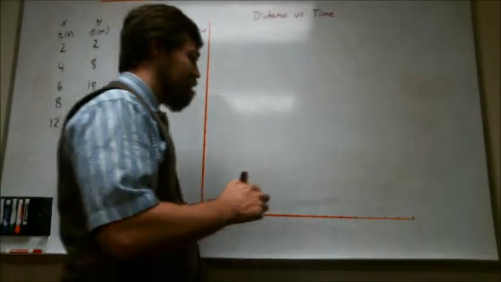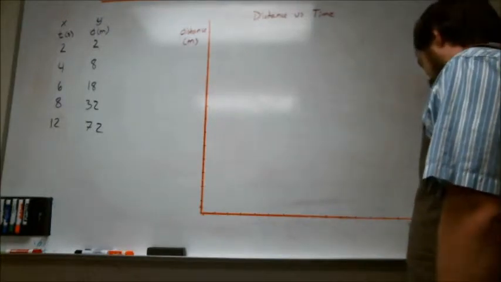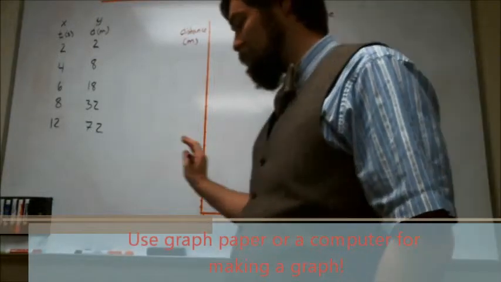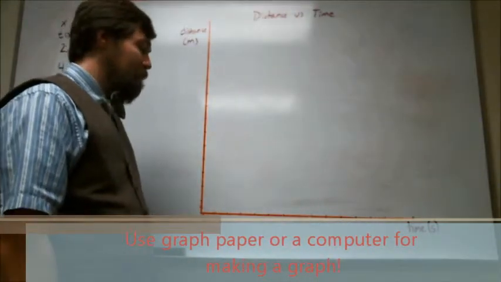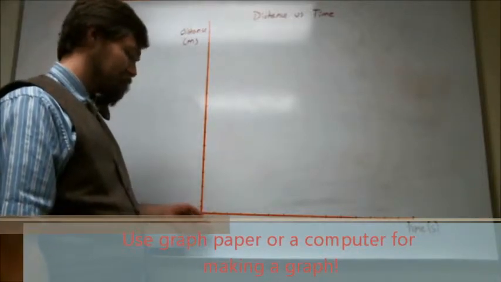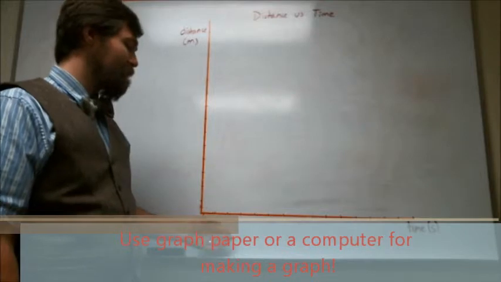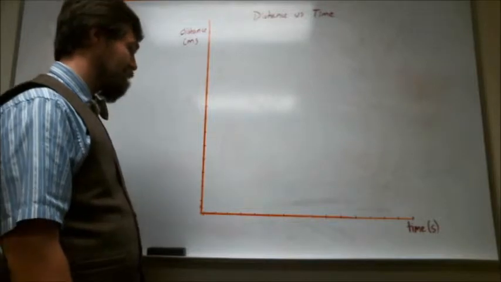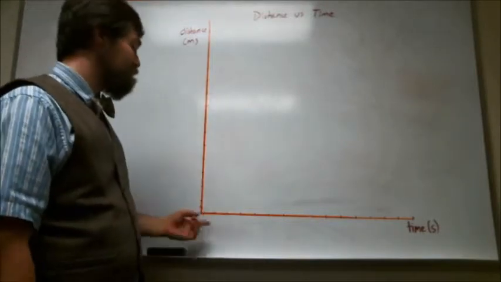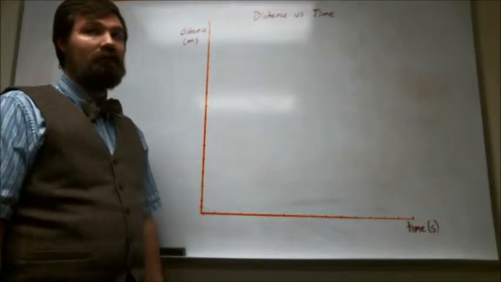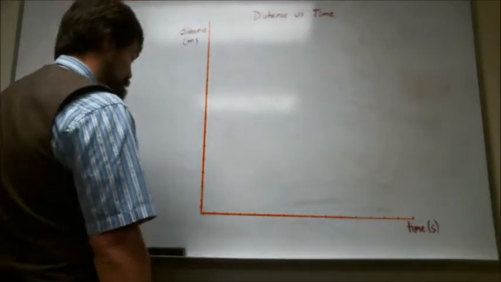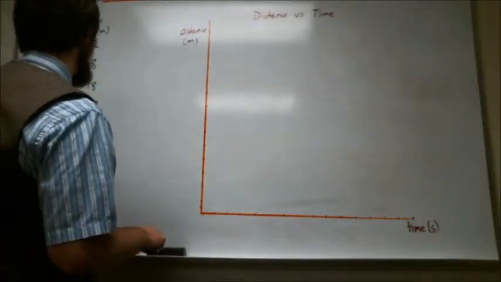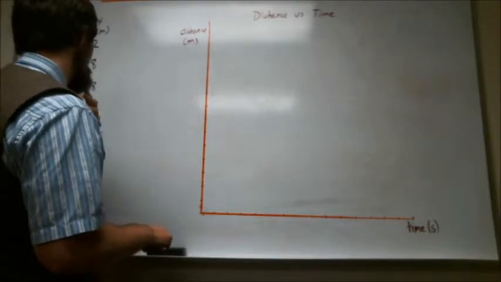So we have a distance, and then we have a time. You pull out your graph paper, you make your delineation. Let's say that this is my graph paper. Maybe every little black tick mark on here is 10, or let's say 10 meters. Let's call it 10 seconds in this direction. Okay. So the points are going to be (2, 2), (4, 8), (6, 18), (8, 32), (12, 72).